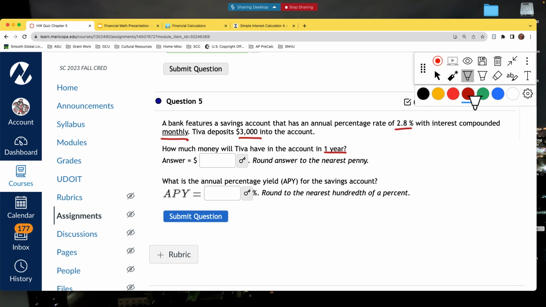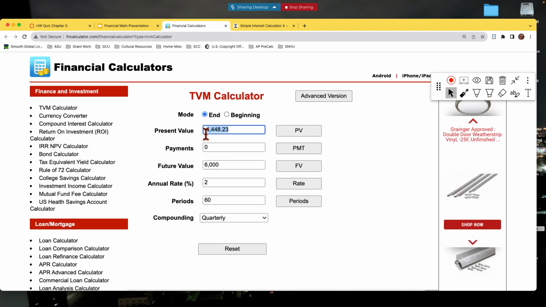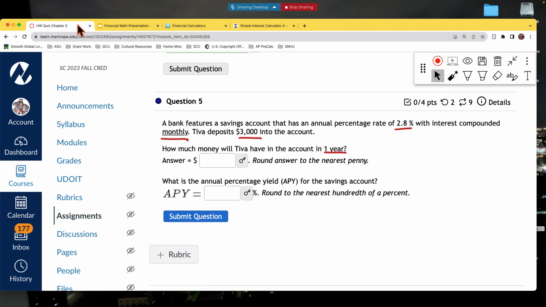Okay, so let's see. Again, it's compounded interest. So 3,000 goes in. Again, it's negative because Tivia has to give up access to the money. There are no payments. There will be some that have payments. Just remember, if you're depositing additional money in, you would also put that as negative. That's money going away. We're going to calculate this later. The annual rate, 2.8%.